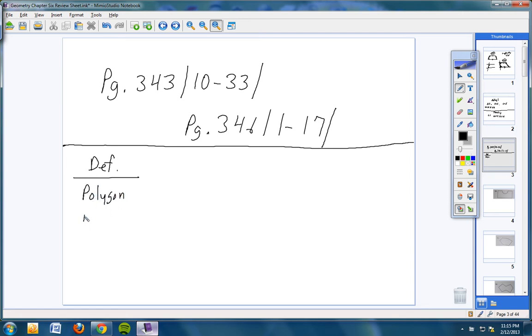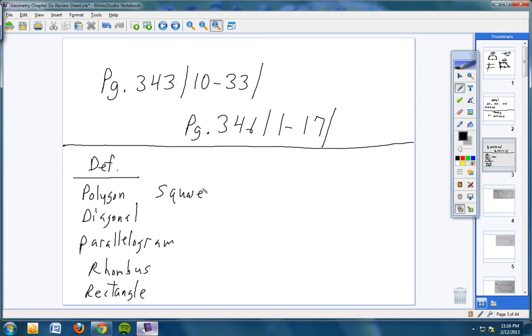You need to know the definition of a polygon, definition of a diagonal. Again, pause this when you need to. Definition of a parallelogram, definition of a rhombus. It's going to be a tough test, guys. You're really going to have to study for this. Definition of a rectangle, definition of a square, definition of a trapezoid, and one more, and then pause the video if you need to, isosceles trapezoid. So I'm going to put ISOS period trap. Okay, there you go. So know those definitions.